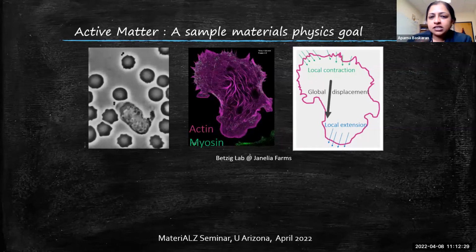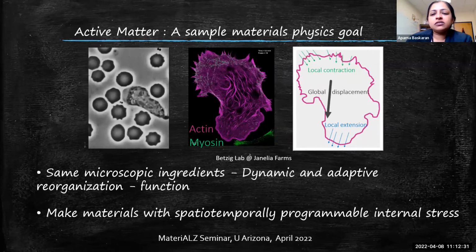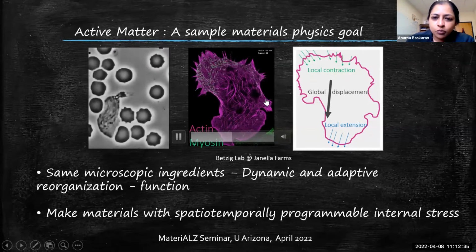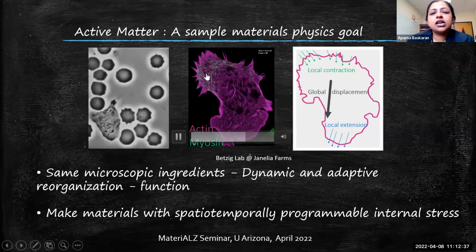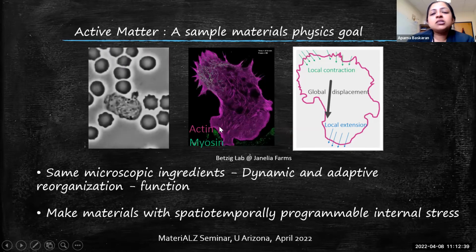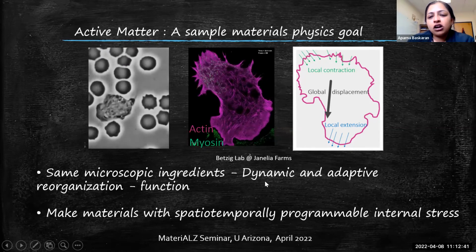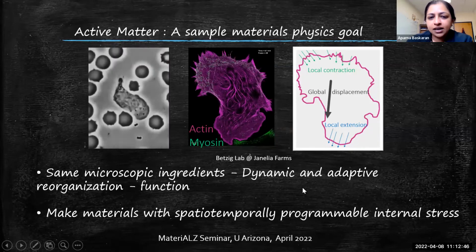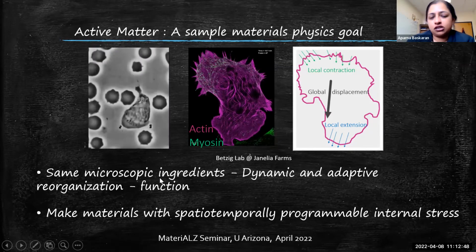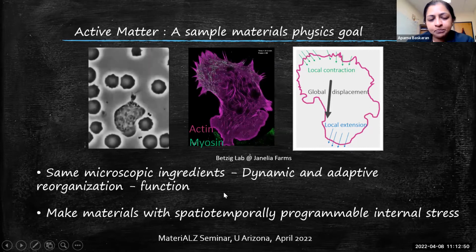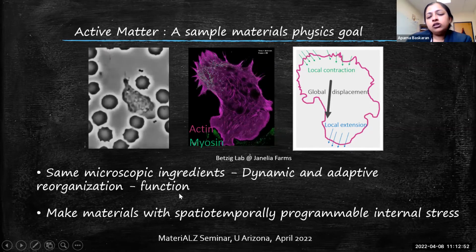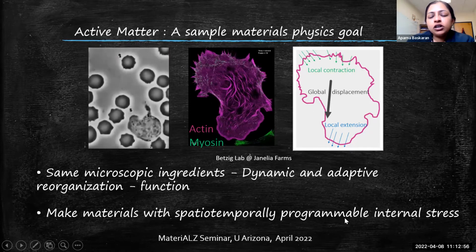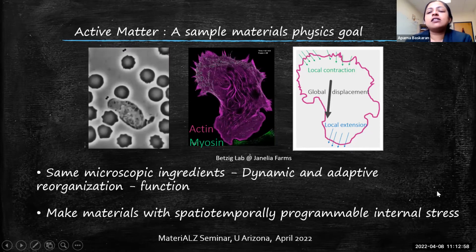So from this cartoon picture, I can set myself a materials physics objective as follows. What this thing is, it's the same microscopic ingredients, it's the same actin polymer gel and the same myosin motors, but spatiotemporally organized in order to get dynamic and adaptive reorganization of what's happening. And that's what is resulting in function. In this case, the function is motility. So what I want to be able to do is make materials that are spatiotemporally programmable in terms of what internal stresses they have.